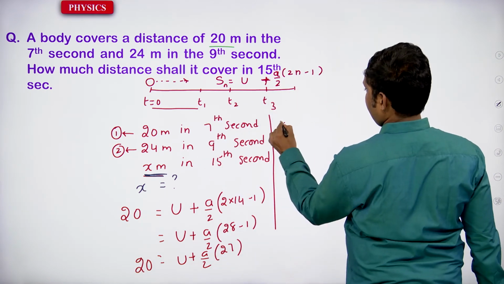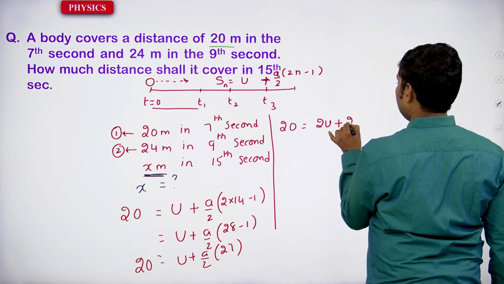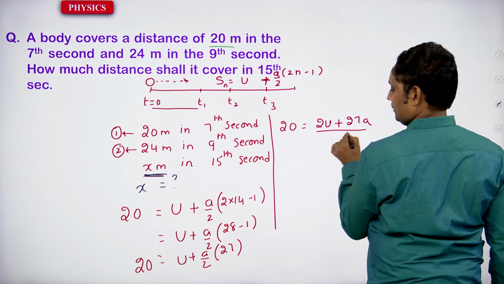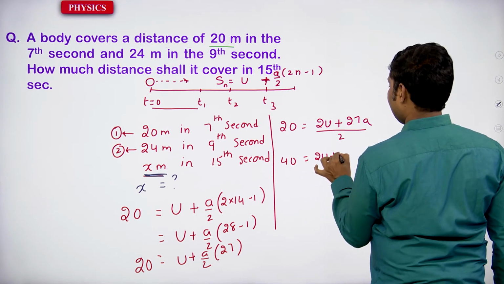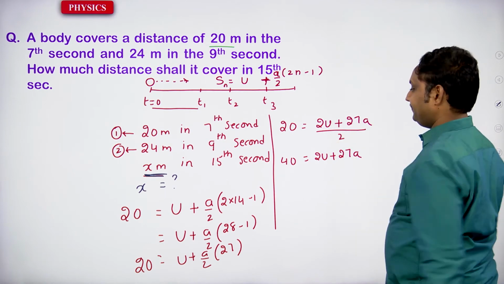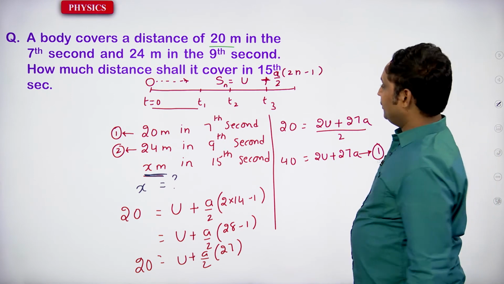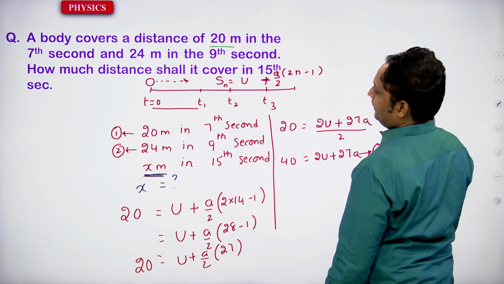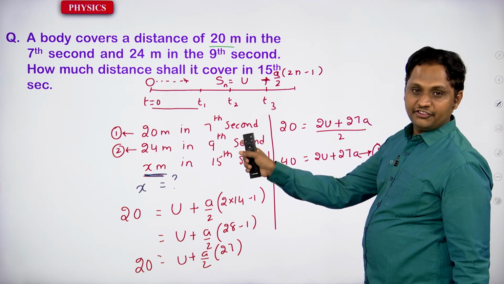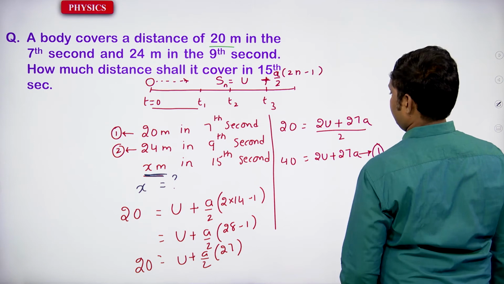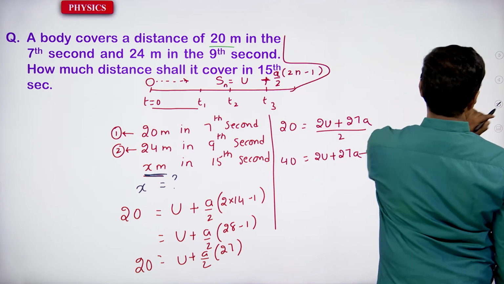It is going to be 20 is equal to 2u plus 27a by 2. Therefore, 40 is equal to 2u plus 27a. This is the first equation, let us assume. All right, if you know that in distance covered in 9th second, just you have to take that, that is going to be 24. So, we will take that separate case.